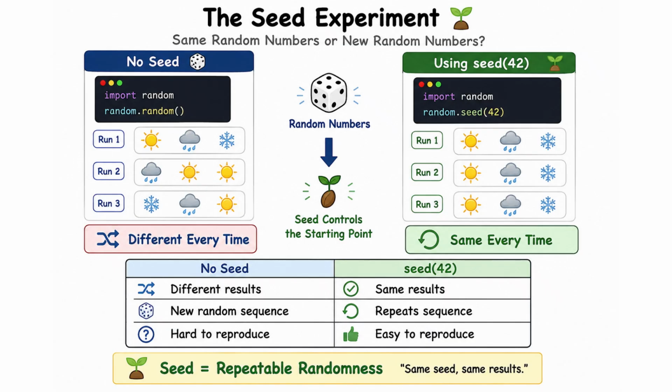Without a seed, results change every run. With seed 42, the same random sequence repeats. This makes experiments easy to test and reproduce.